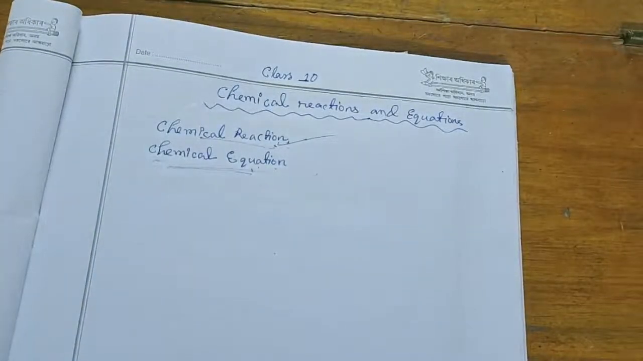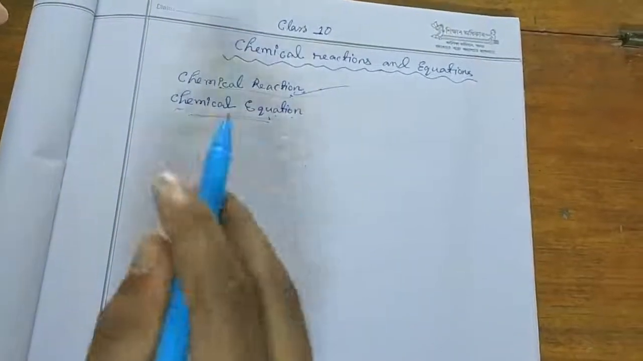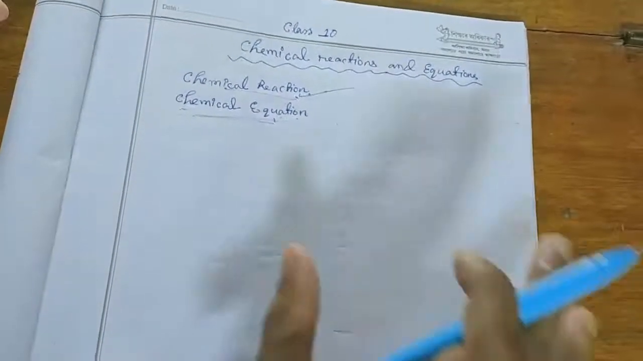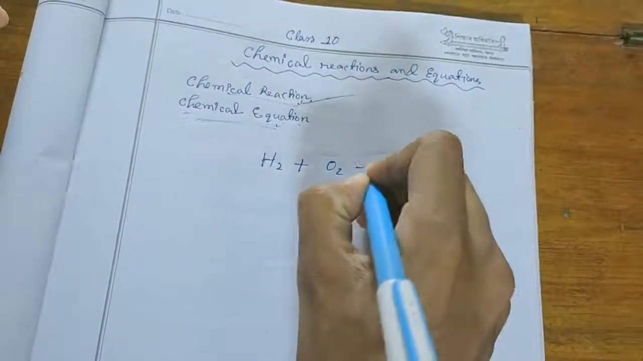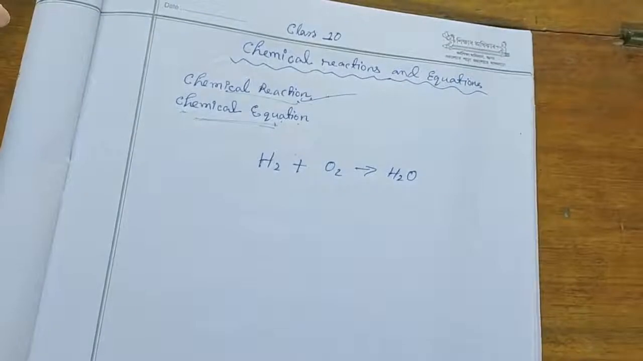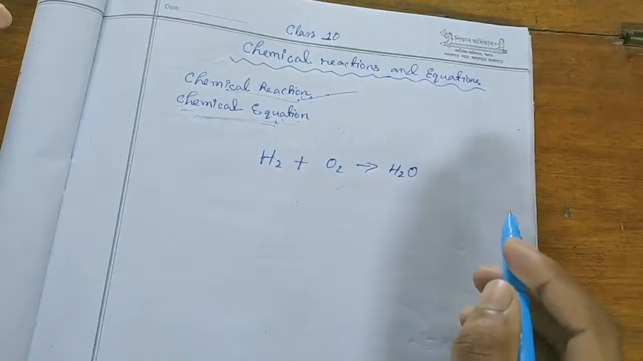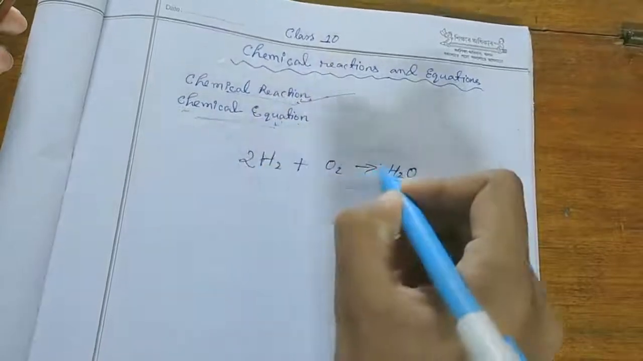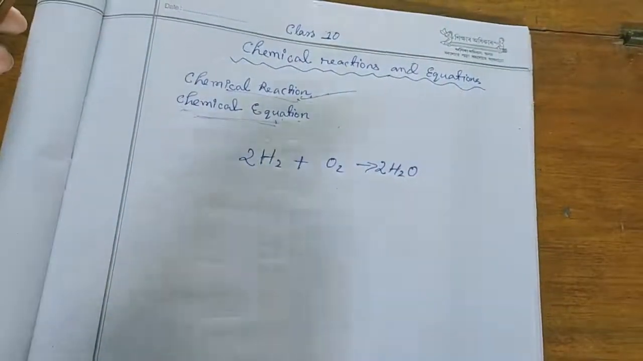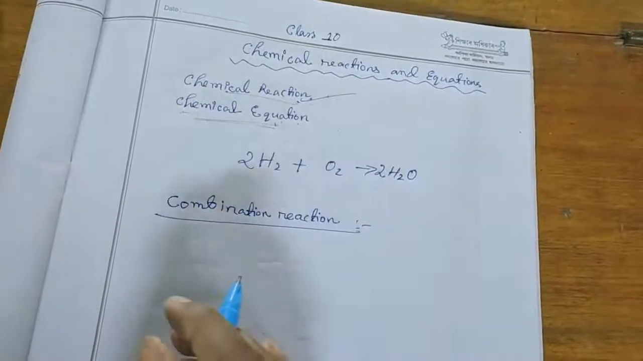For example, when hydrogen and oxygen mix, it becomes water. That is a chemical reaction. But when we write it symbolically, it becomes a chemical equation. And whenever we write a chemical equation, we have to balance it. Now, how will we balance it? Like this. Okay.